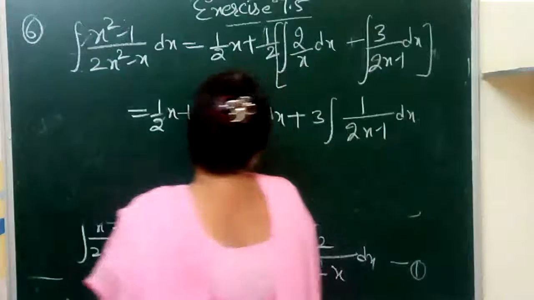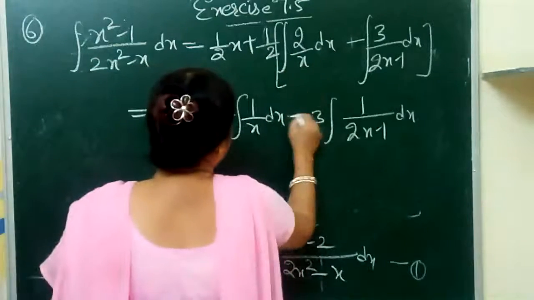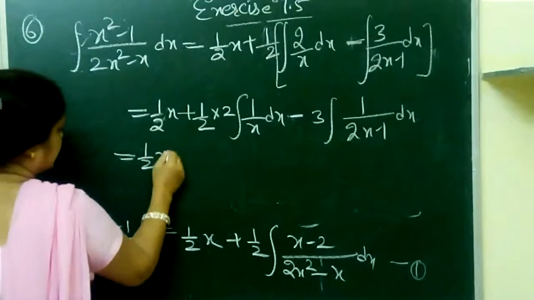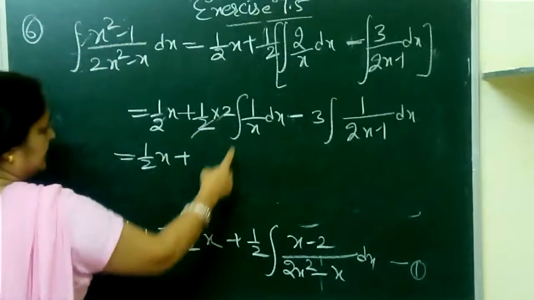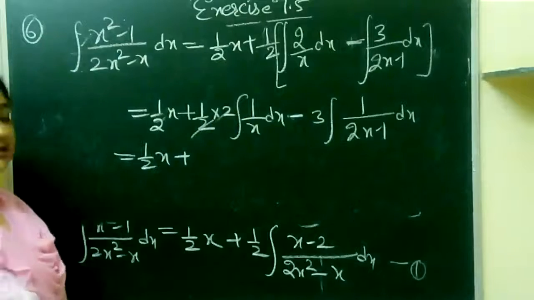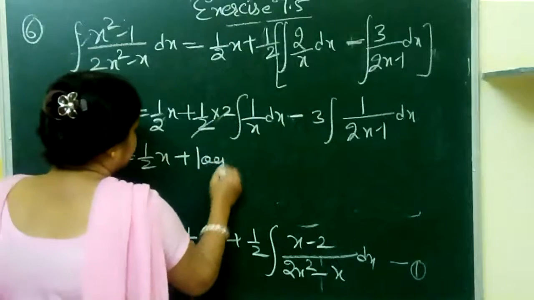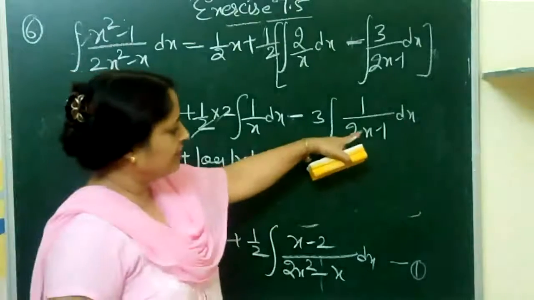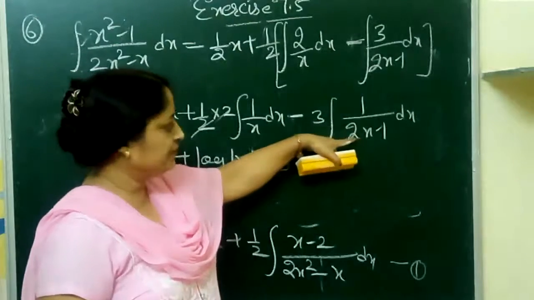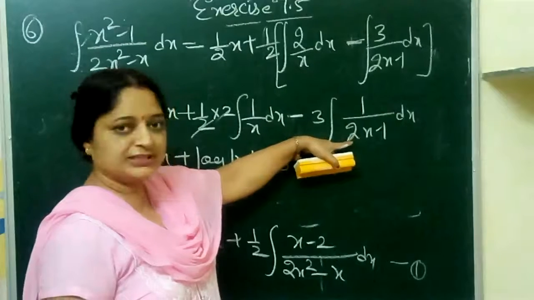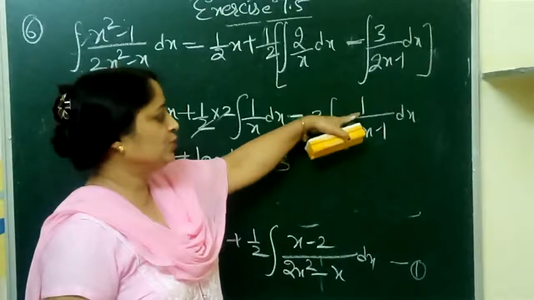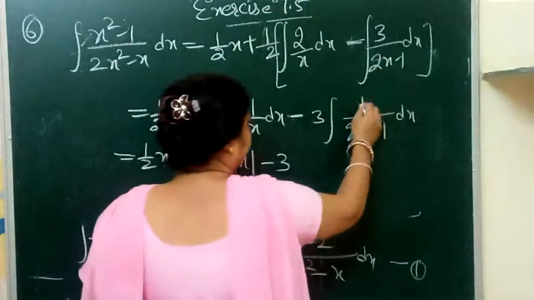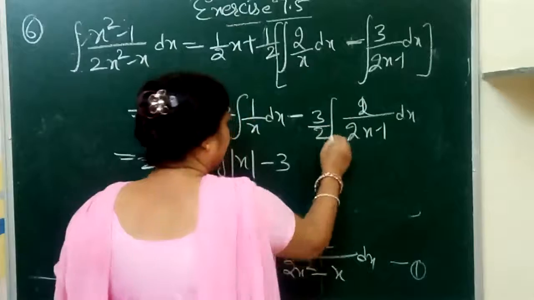After that it will come, it is minus. After that it will come 1 by 2x plus this 2 to cancel. What is the integration of 1 by x? That is log mod x. Now minus 3, what is the integration of this, 1 upon 2x minus 1? First of all, we will check the derivative of this. Here derivative of 2x is 2, but 2 is not in the numerator. So we will multiply here with 2 and divide with 2.